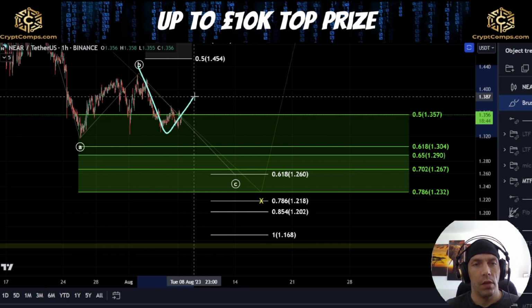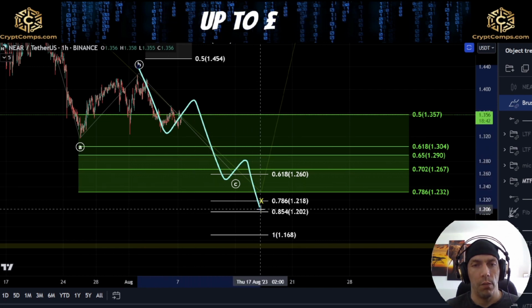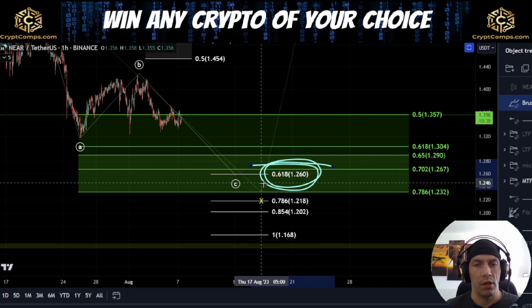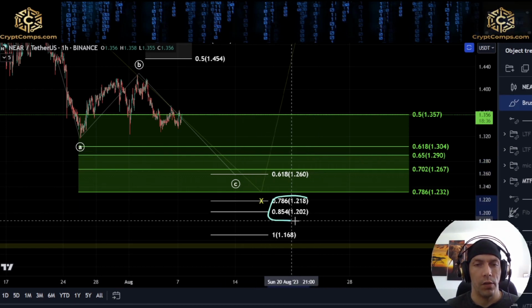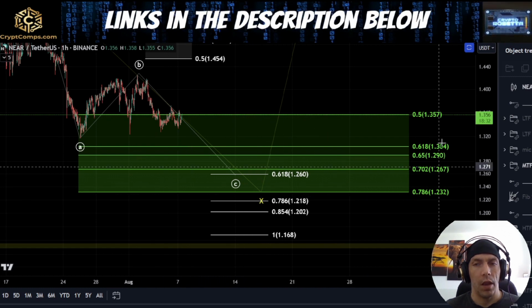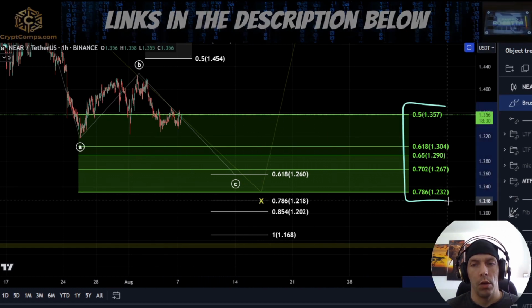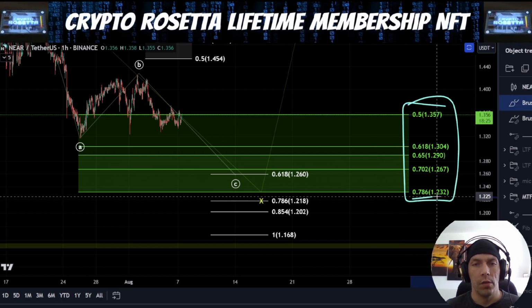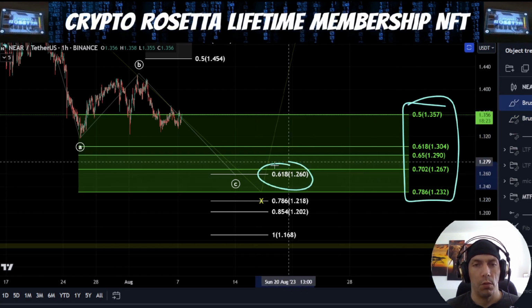If, however, we see this actually develop as a 5-wave move here, other targets that we could look to finish would be around this 0.618 area or the 0.786 to this 0.854. So going to be keeping an eye on this. If we're looking at this as an X wave, typically speaking, we're going to look to target this area of the 50% to the 0.786. So the 0.786 would be past the minimum requirement here.